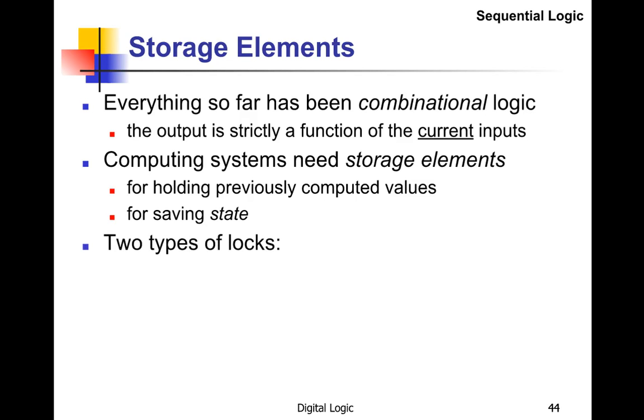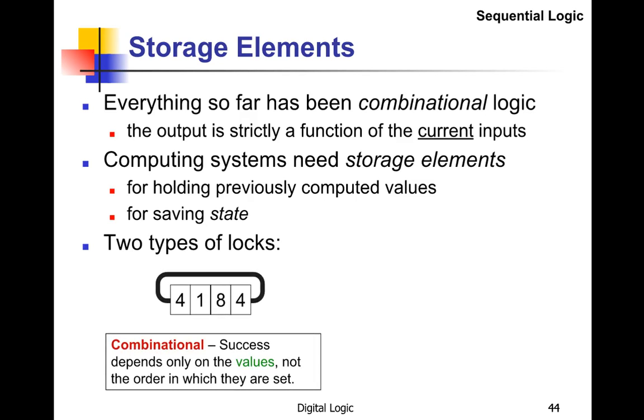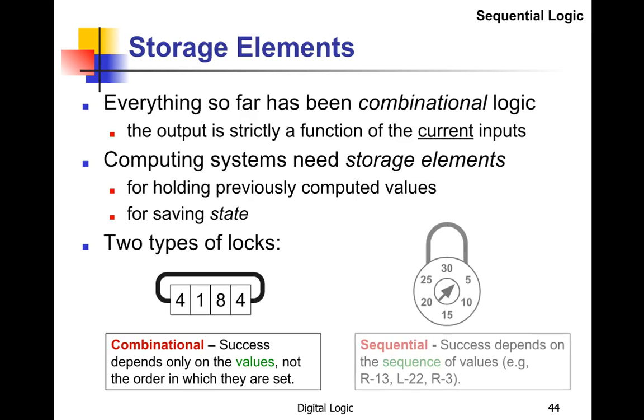If we think about something mechanical, you can kind of understand there are two types of combination locks. The first combination lock is kind of like this. You've seen these on your bike, and as long as you dial in 4184 and put those in the right placeholders, it doesn't matter whether you dial in 4 first or 8 first or 1 first, as long as they're all lined up, it'll open. The values are important. The order in which they're set is not.